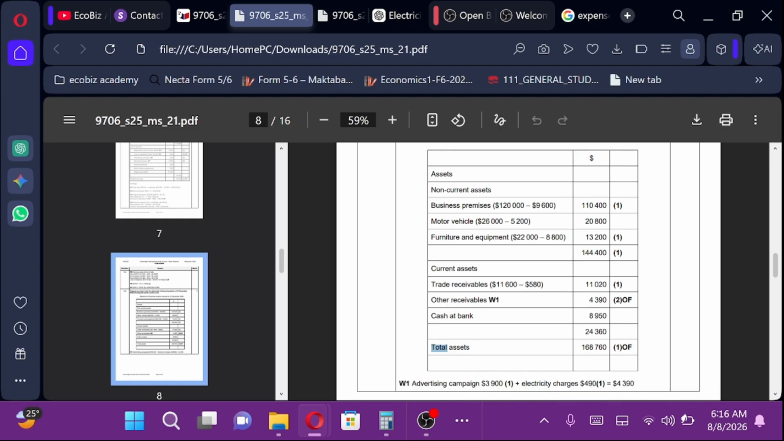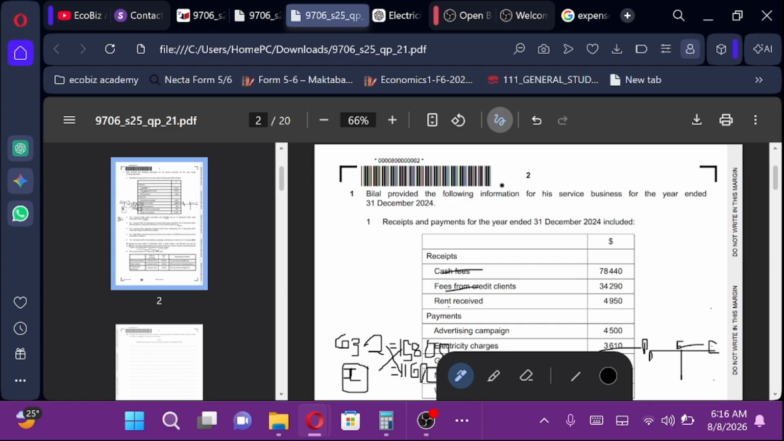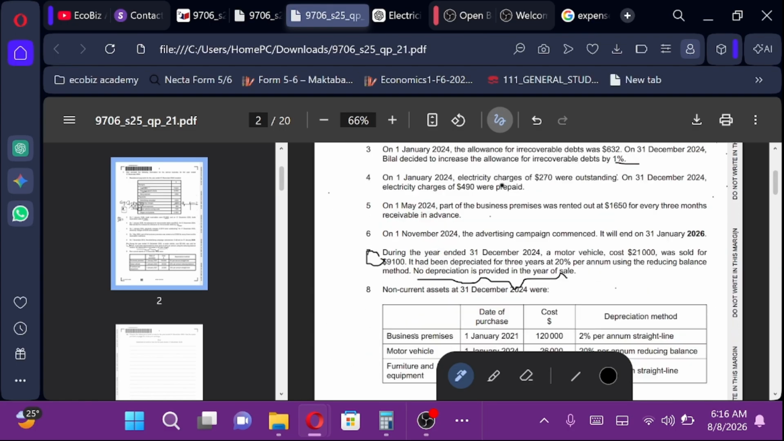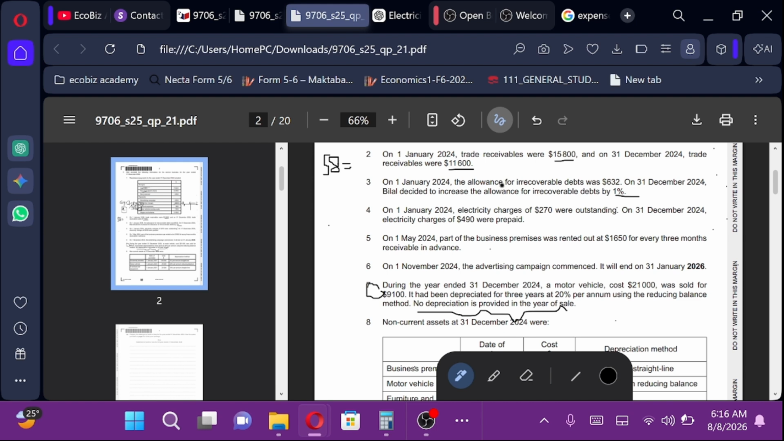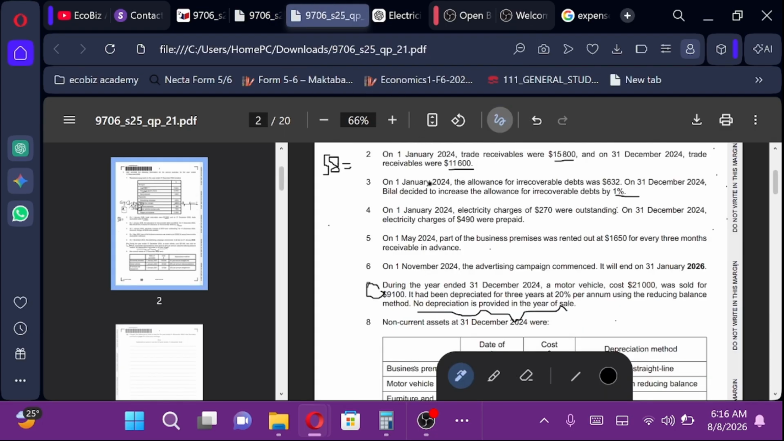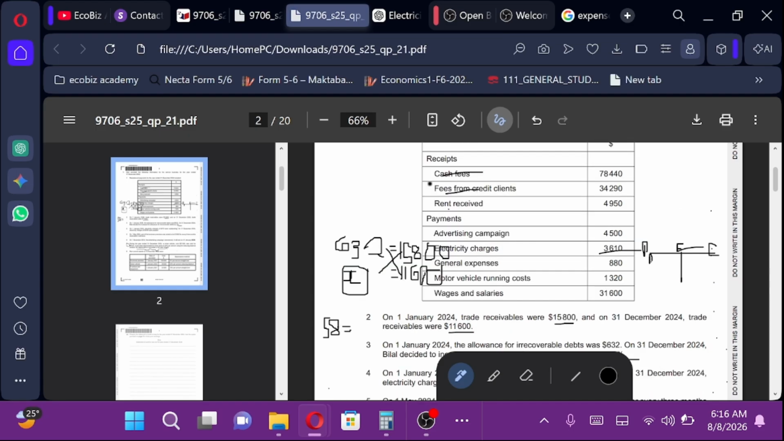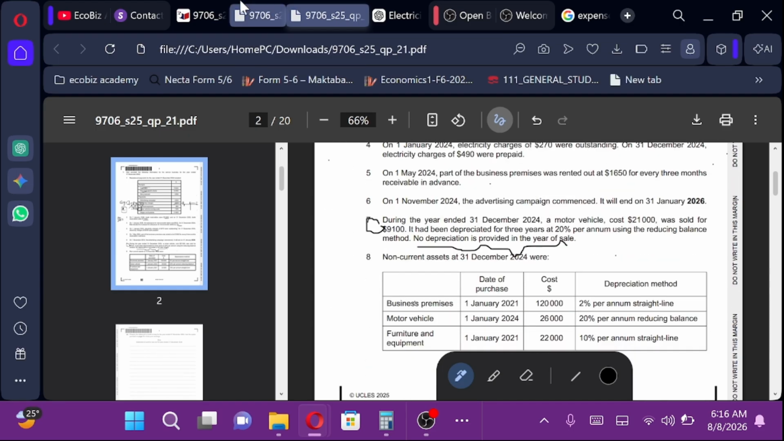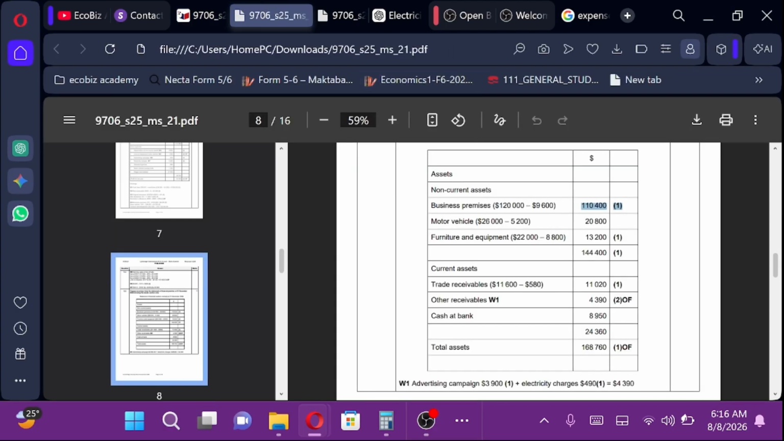So assets, we have business premises. Now, why instead of 120,000 they put 110,400? The reason is because, when you go back to the information, it says for the business premises that we sold some business premises. Where it says here, 9,600. So we're looking for why did they reduce this amount? So let's check.